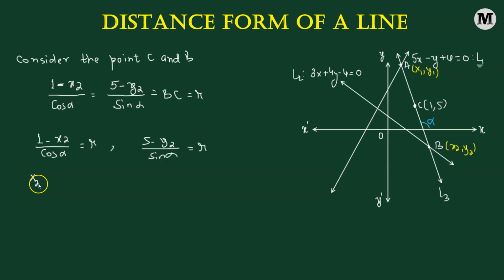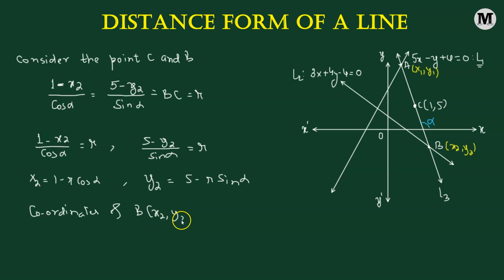So this time x2 becomes equivalent to 1 minus r cosine of angle alpha, and y2 corresponds to 5 minus r sine of angle alpha. So this time what we have done, we have now successfully converted the coordinates of the point B, which we initially considered to be x2, y2, into its parametric form as 1 minus r times cosine of angle alpha, and the y coordinate is 5 minus r times sine of angle alpha.